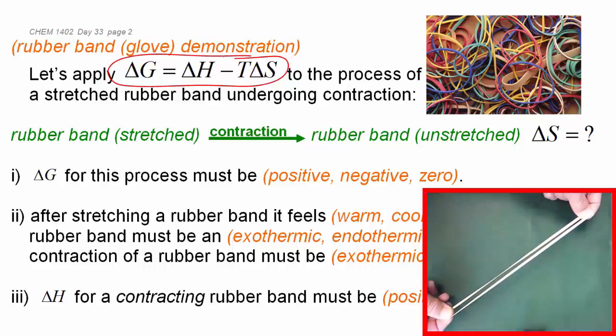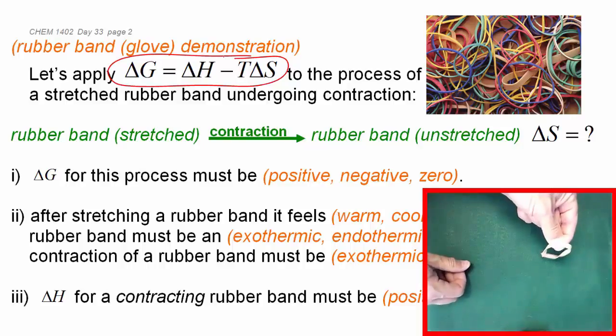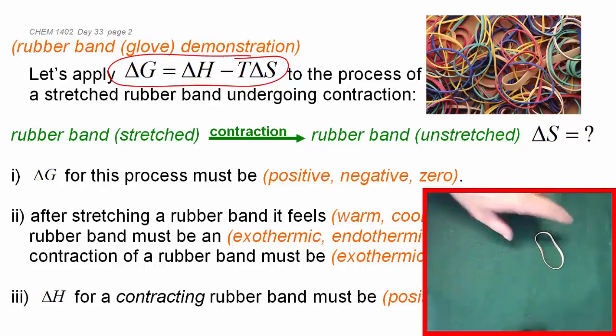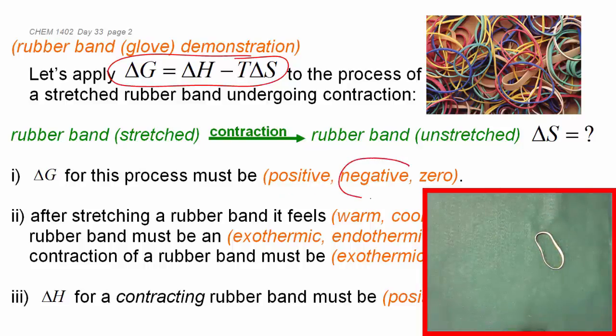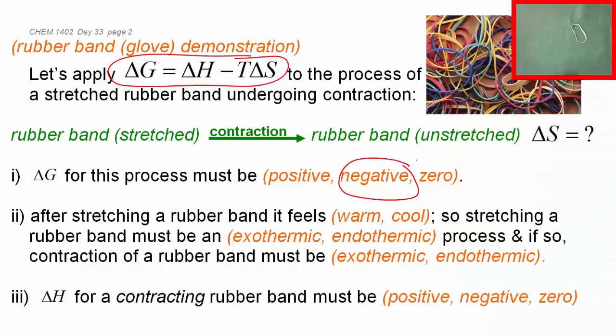Here's the initial. There's the final. What was the change in entropy? Delta G for this process must be negative because it's a spontaneous process. You can't stop the rubber band from contracting.